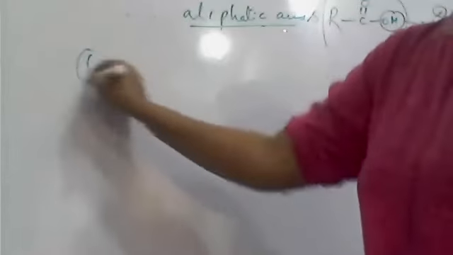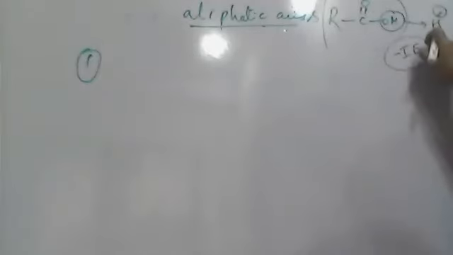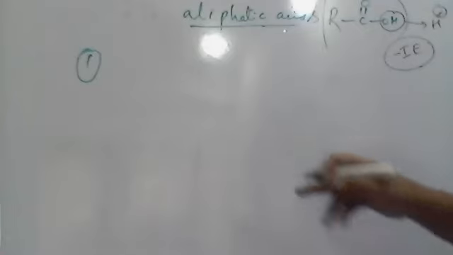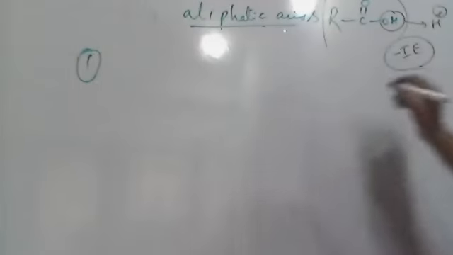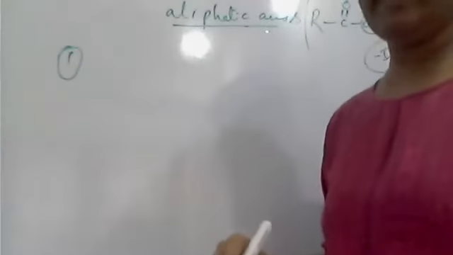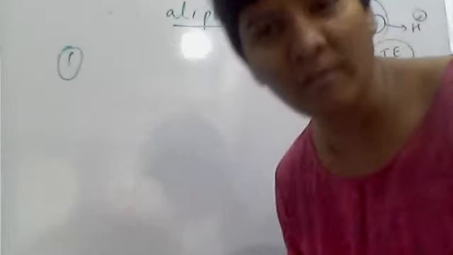The first example I'm taking. Minus I effect increases the acidic nature because it decreases the electron density in the carbon chain. So see here, all of you, note one more point. All the alkyl groups, what are alkyl groups? Electron donating, plus I effect. So plus I groups always decrease the acidic nature, whether it is alcohol, phenol or carboxylic acid.